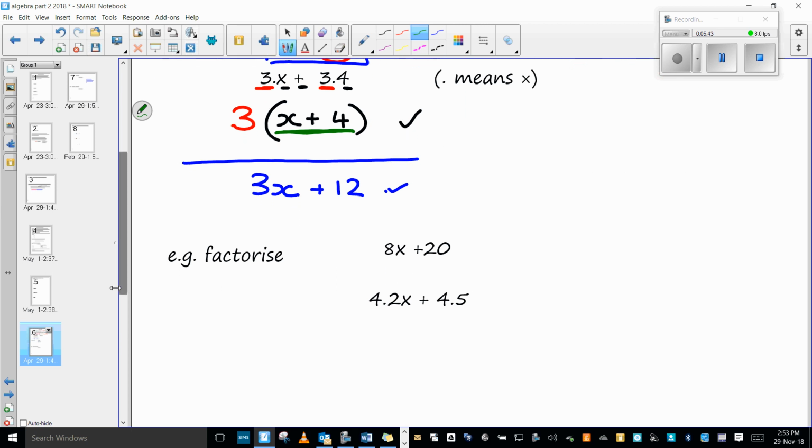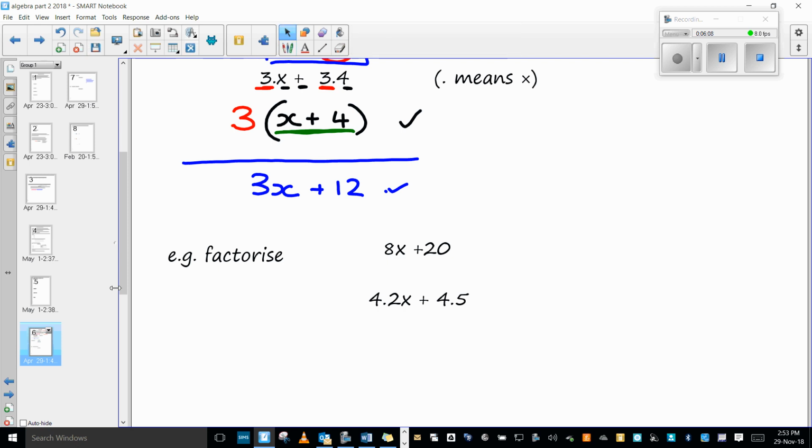So we've got factorise 8x plus 20. Alright, this is more complicated because there are several different ways that we can get 8 and there are several different ways we can get 20. Now, this would be a prime example of something where a mistake would be made. But we're looking for the highest possible number.